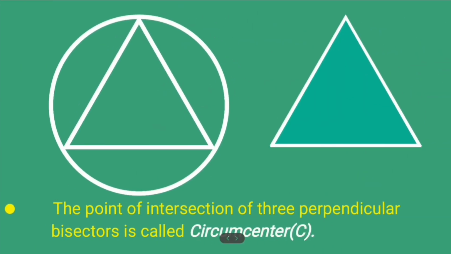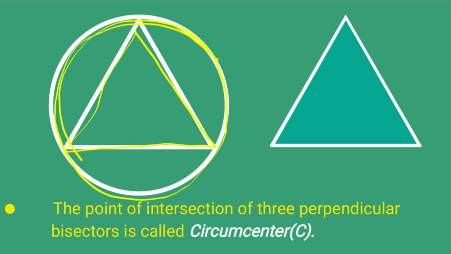Next, now here is a triangle, and around the circumference of this triangle, a circle is present. A circle is there now. At the circumference of this triangle, a circle is present. So this circle is called the circumcircle.